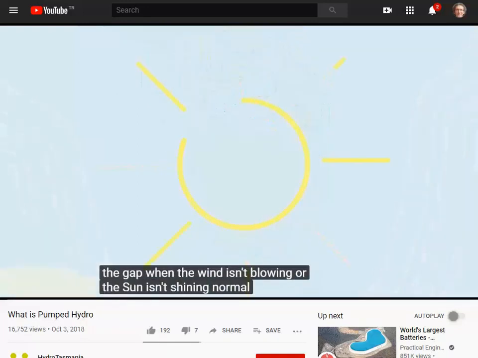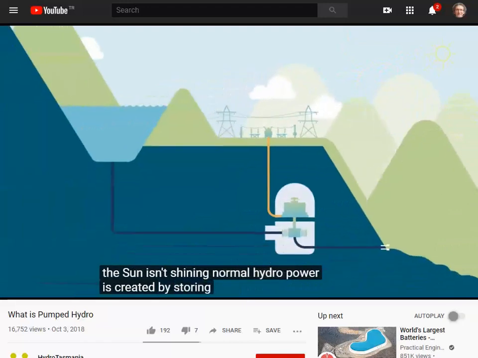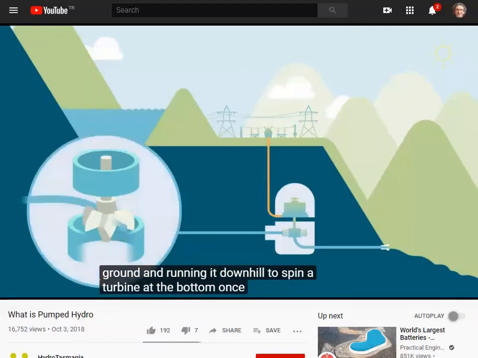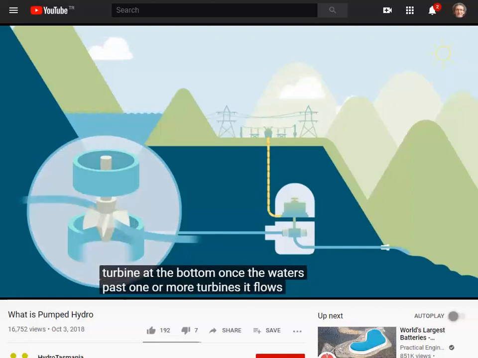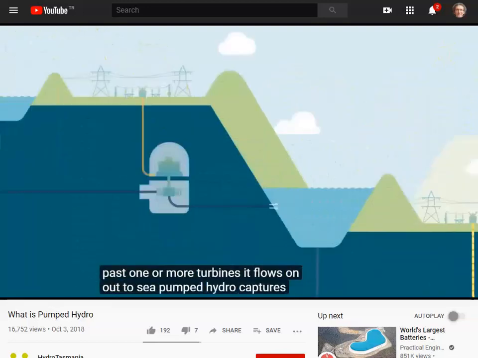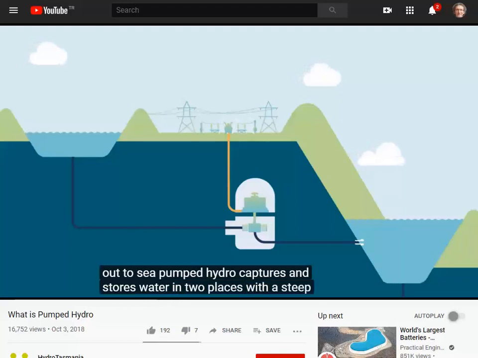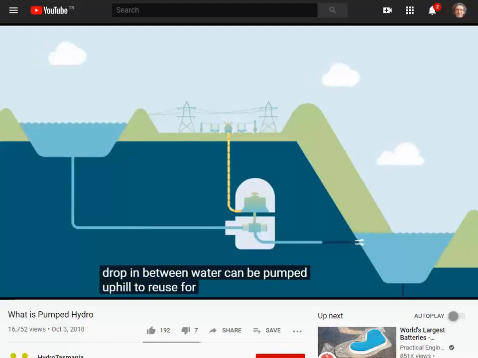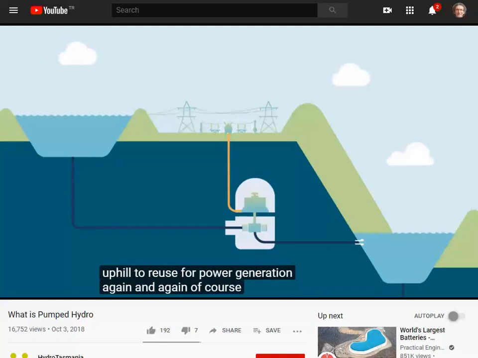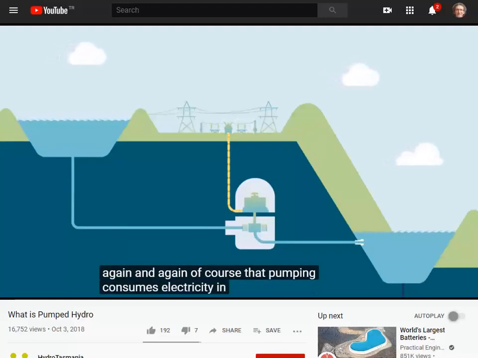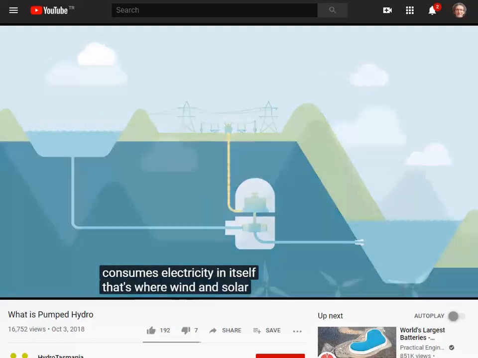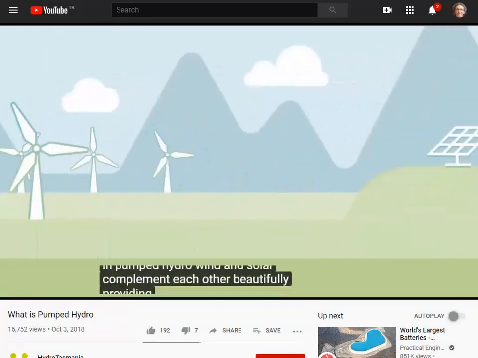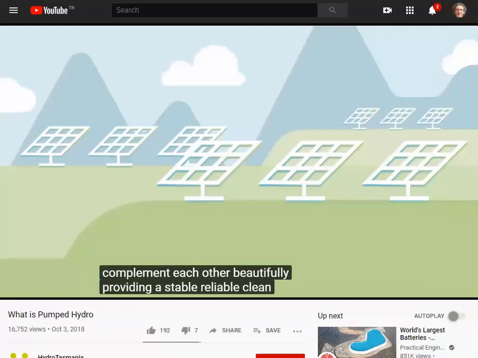Normal hydropower is created by storing water on high ground and running it downhill to spin a turbine at the bottom. Once the water's past one or more turbines, it flows on out to sea. Pumped hydro captures and stores water in two places with a steep drop in between. Water can be pumped uphill to reuse for power generation again and again. Of course, that pumping consumes electricity in itself. That's where wind and solar power come in. Pumped hydro, wind and solar complement each other beautifully, providing a stable, reliable, clean energy system.